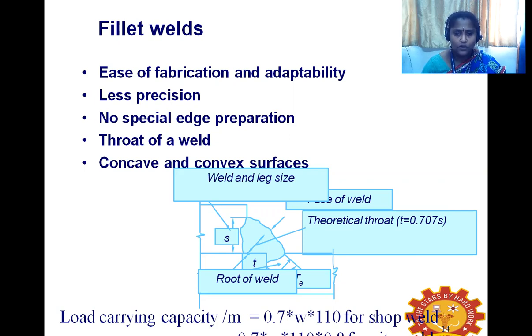0.7 into W into 110 for shop weld, whereas 0.7 into W into 110 further multiplied by 0.8 for site weld. The main reason behind is for site weld, we can achieve only 80% of shop weld.